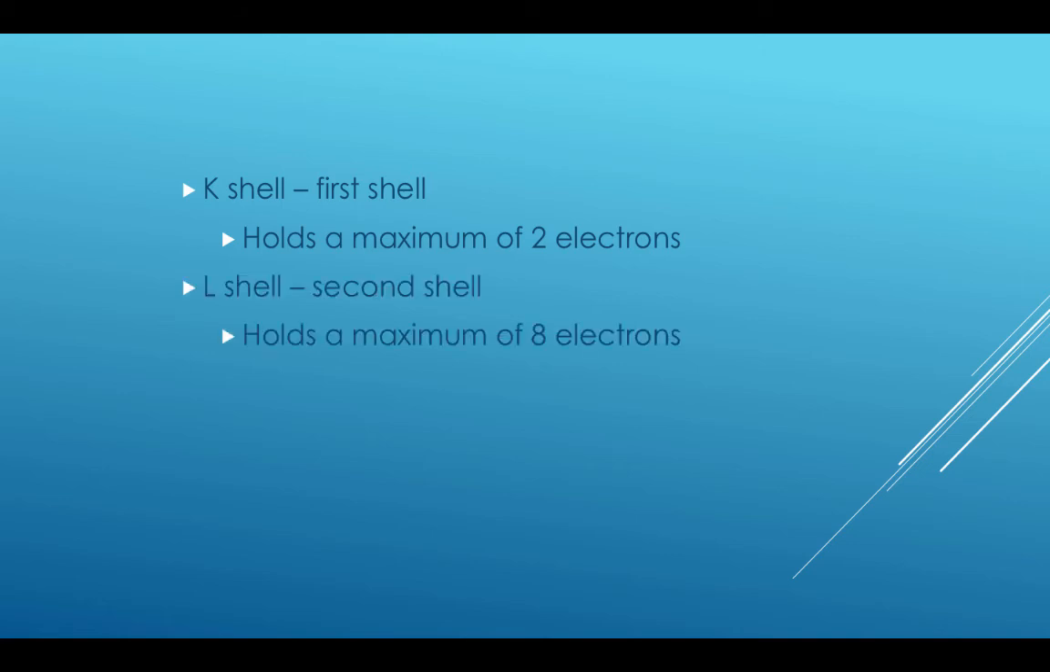Remember, the first shell or orbital is called K, and it can hold a maximum of 2 electrons. The second shell or orbital is called the L shell, and it can hold a maximum of 8 electrons. The last and outermost electron shell for grade 10 science is called the M shell, and it can hold 8 electrons as well.